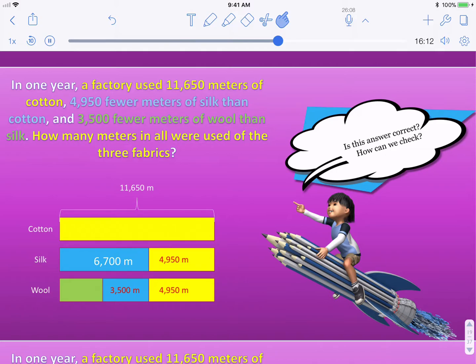Now, if the silk bar were the same length as cotton, it would equal 11,650. Can we add 6,700 plus 4,950 meters? Yes, we can. So if we add those two together, we should get 11,650.